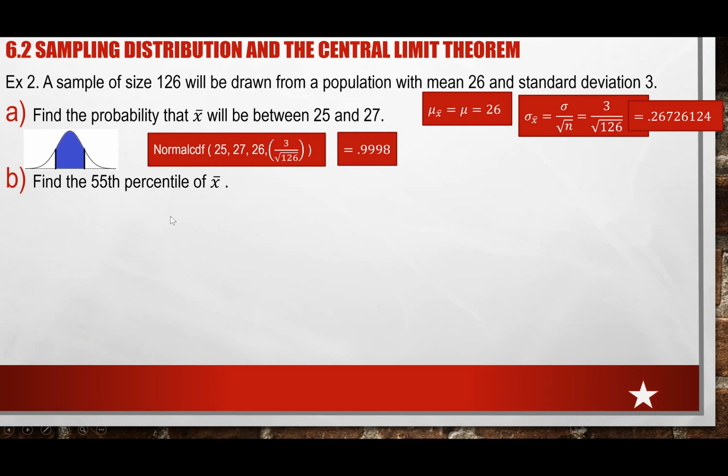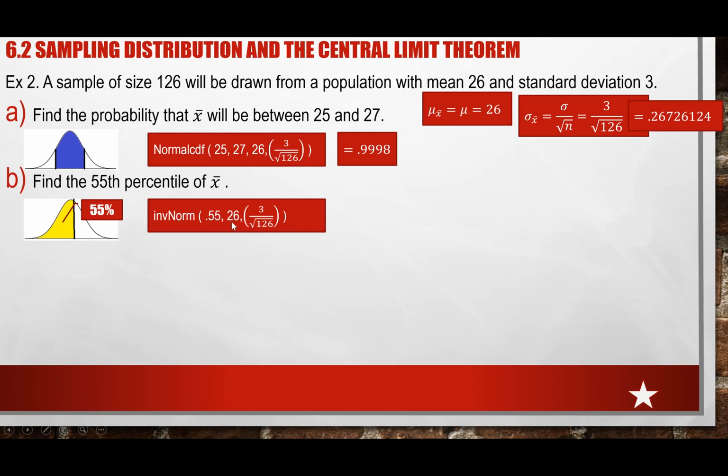Part B asks you the same thing I asked earlier: find the 55th percentile. A percentile means we have to use the inverse norm. So we do inverse norm of 0.55, which is the area to the left, comma 26, which is your mean, comma, and the standard deviation is the adjusted standard deviation, the sample standard deviation, which is 3 divided by the square root of 126. If you do that, as you can see, you get 26.03, which is the 55th percentile of this sample mean.